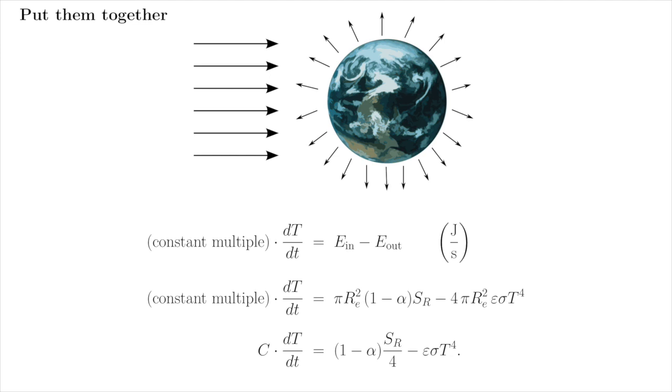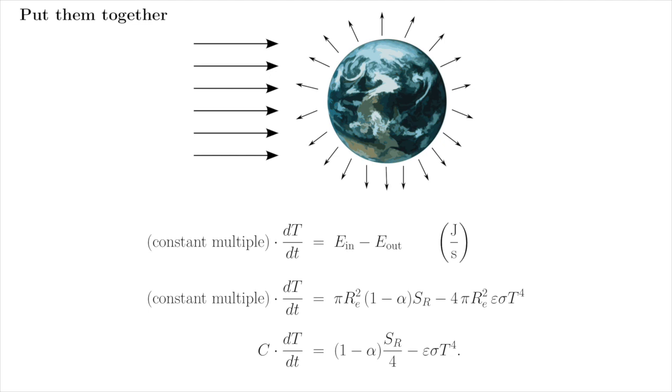Okay, let's put them together. To figure out how the temperature on Earth changes, we want to compare how much energy is coming in versus how much energy is going out. If there's more energy coming in than out, then we would say the temperature would increase over time. On the other hand, if more energy is going out than coming in, then the temperature will decrease over time.